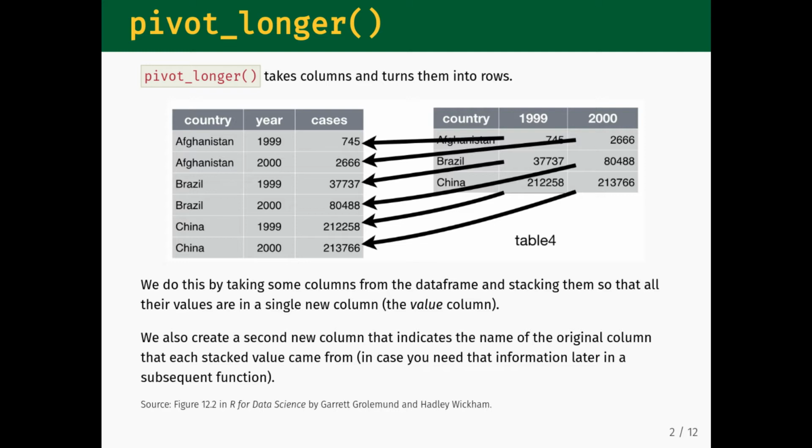However, the observant among you will have noticed that there was useful information in the column names of the original columns, 1999 and 2000. Those tell us the year in which those data were collected, and we don't want to just throw that information away. So what we've done is create a second column which stores the column name of the original column. In this example, we've created a new year column to hold the column names that each of the stacked cells came from. For example, we can see the value 745 for Afghanistan originally came from a column called 1999. And so after pivoting the table, we've stored 1999 in the corresponding year cell for that observation.